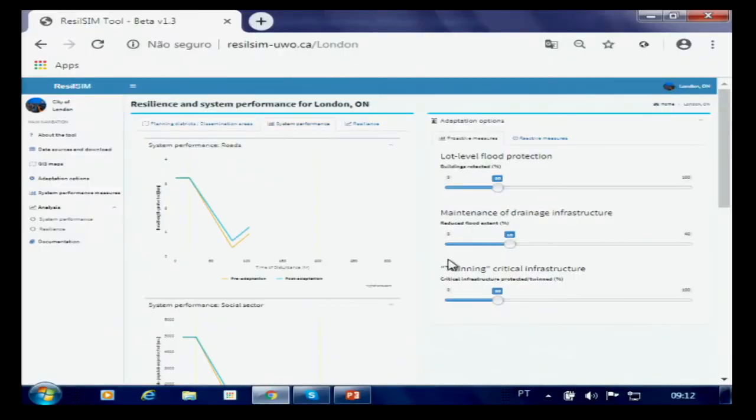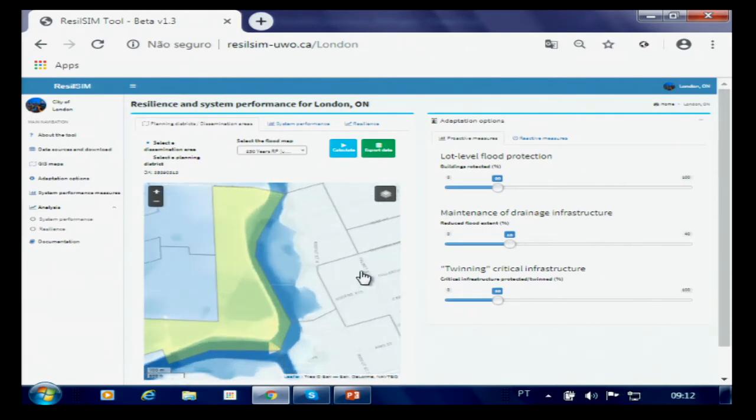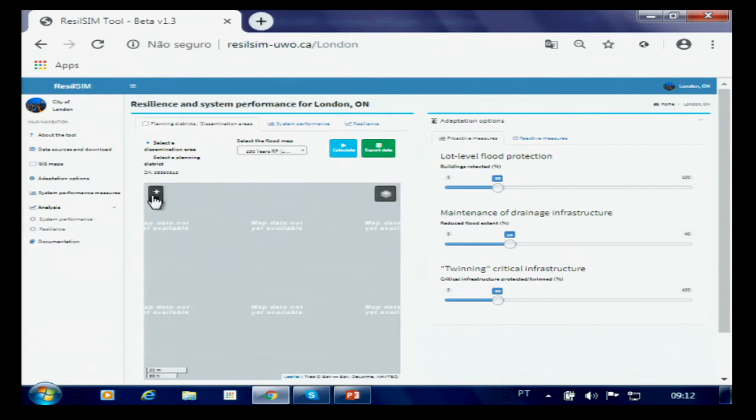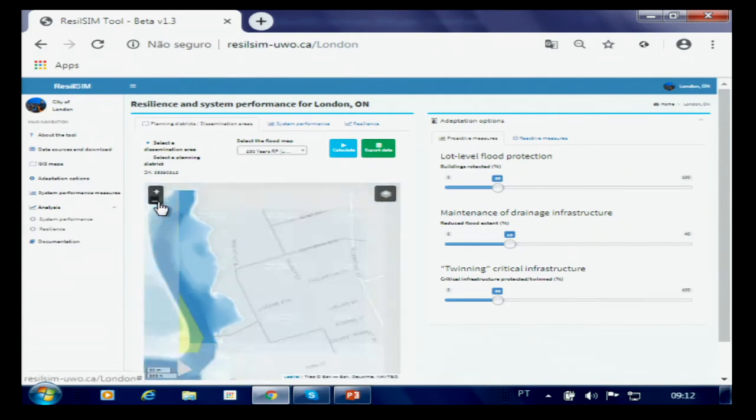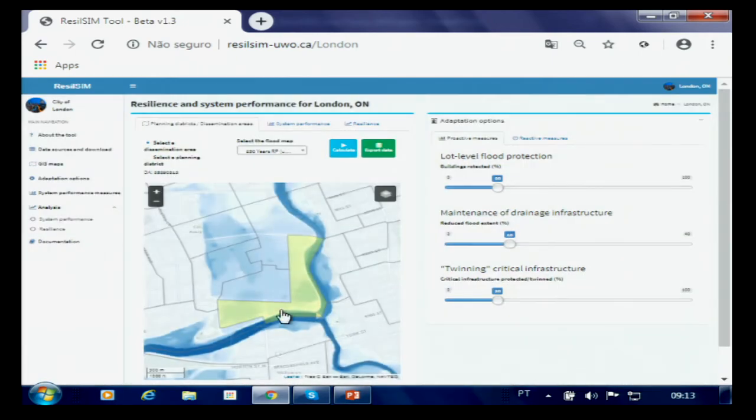Okay, so let me show you how this works. I already mentioned that this is an interesting area because it's downtown and a lot of people live in this particular part of the city, where the flood wall is implemented as the permanent measure for protection. I'll select this particular unit, and this is for the 250-year flood.